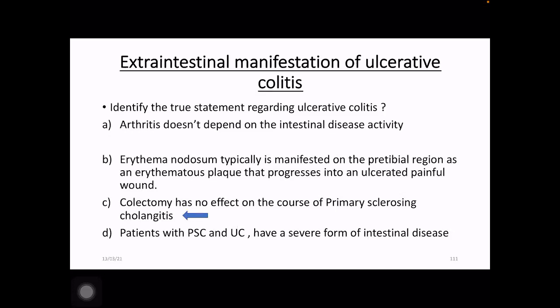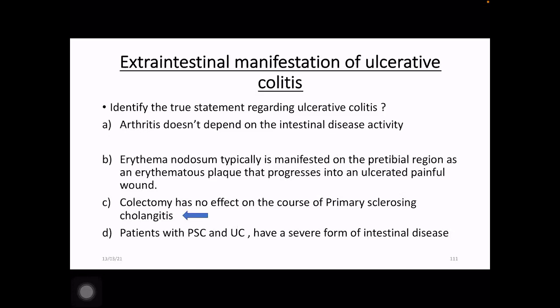The next option B, erythema nodosum typically is manifested on the pretibial region as an erythematous plaque that progresses into an ulcerated painful wound. True or false? It is false. It is not erythema nodosum. What I described is pyoderma gangrenosum. It is not erythema nodosum.